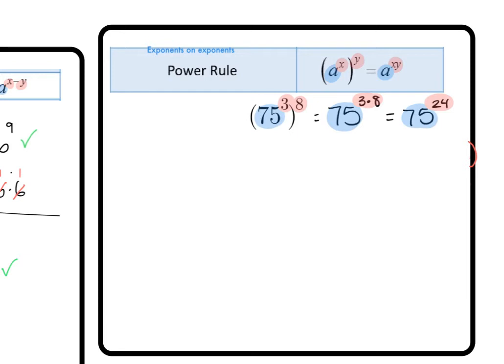Okay, again, the exponent just tells me how many times, so that's what I'm going based off of. So here we have 75 first to the 3rd power. Remember that 75 to the 3rd power is just 75 times 75 times 75. So 75, 3 times. But then they're saying that that amount of 75s we are raising to the 8th power. So if we're raising it to the 8th power, that means we are doing that 8 times.